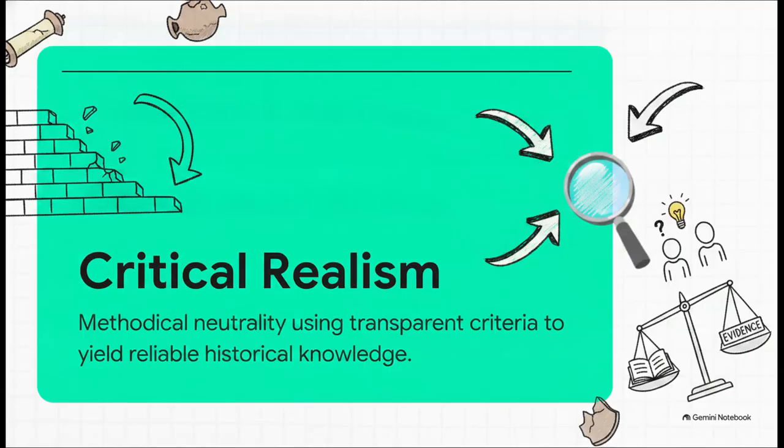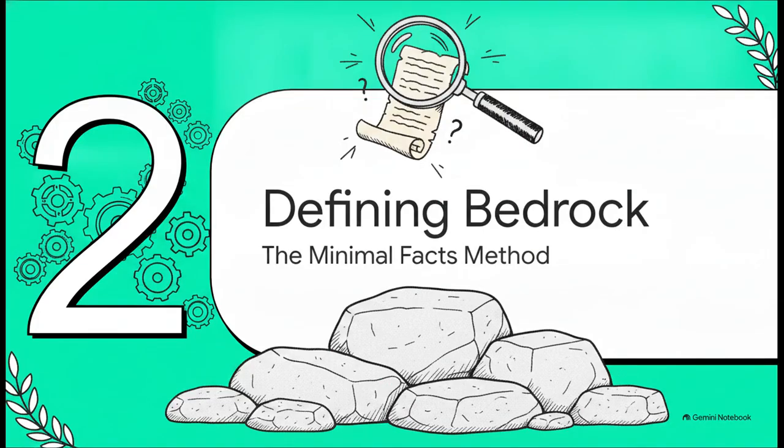To get past that massive roadblock, historians use a really viable middle ground lens called critical realism. Basically, it acknowledges, hey, yes, our access to antiquity isn't perfect. However, by using methodical neutrality and completely transparent criteria, we can still yield highly reliable historical knowledge. We don't assume the ancient texts are innocent, and we don't assume they're guilty. We simply let the transparent evidence do the talking. Moving on to part 2.